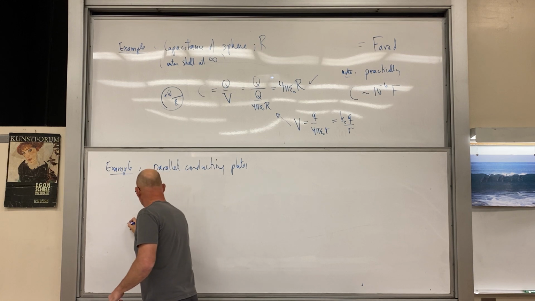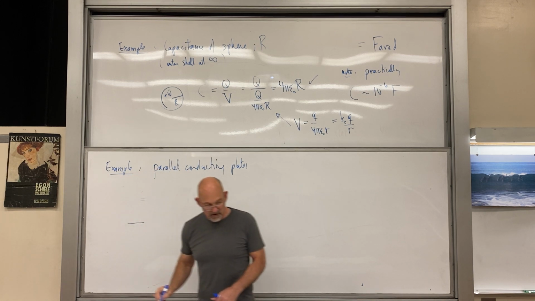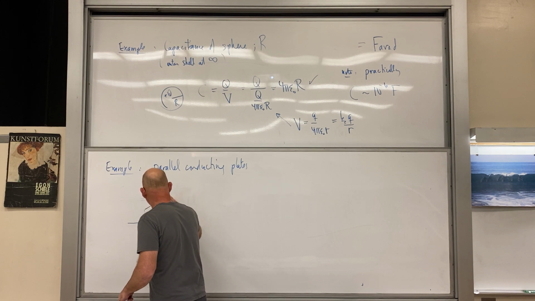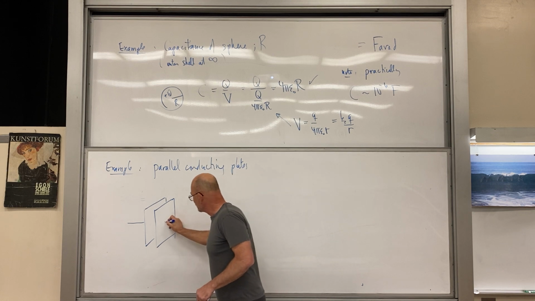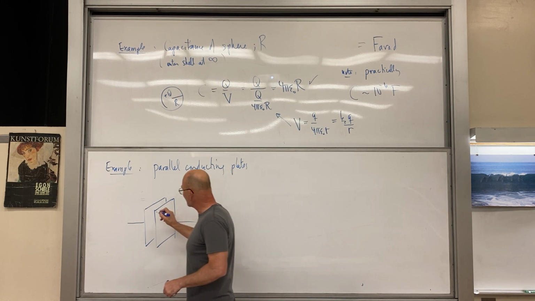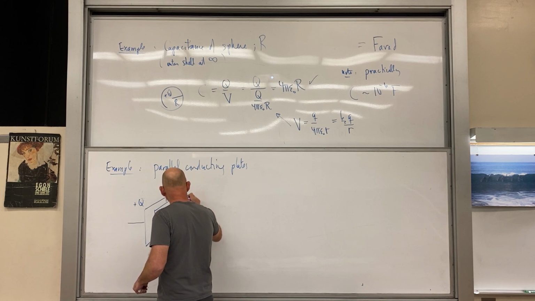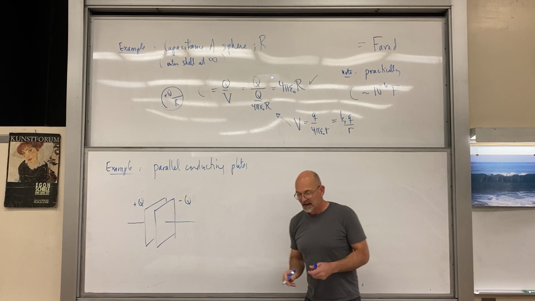Charged, and let's see, how do I draw these two? Yeah, here's my profile. There we go. There you get the idea. Those are parallel conducting plates. We could have plus Q on the left side and minus Q on the right side.